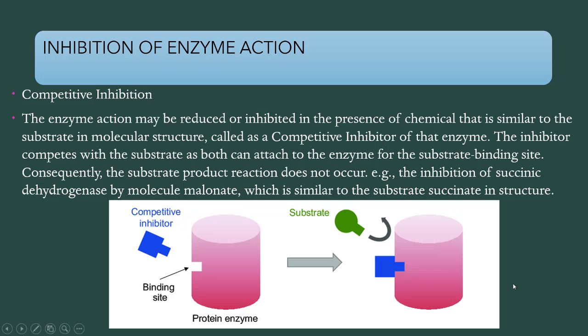Now we are going to talk about the inhibition of enzyme action. What are the different types of inhibitors? What are the different mechanisms of inhibition? Understood? Basically, you have to study the three basic types of inhibition: one is competitive, one is non-competitive, and the other one is allosteric. So, competitive inhibition. What does competitive inhibition say?